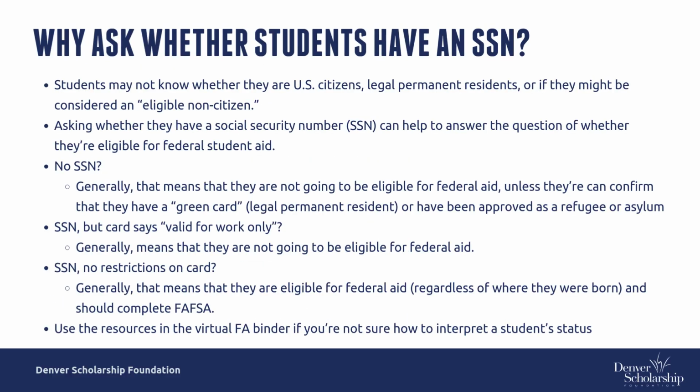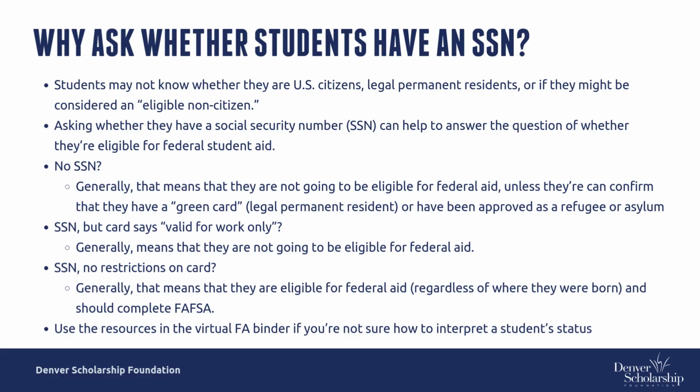You may be wondering, why would we ask students whether they have a Social Security number, or SSN for short? Sometimes students don't actually know whether they're US citizens, legal permanent residents, or if they might fit into one of the categories of eligible non-citizens. Asking about whether they have a Social Security number can help to figure out whether they're going to be eligible for federal aid. If they don't have a Social Security number, that generally means they're not going to be eligible for federal aid unless they can confirm that they have a green card or they've been approved as a refugee or have been granted asylum status.